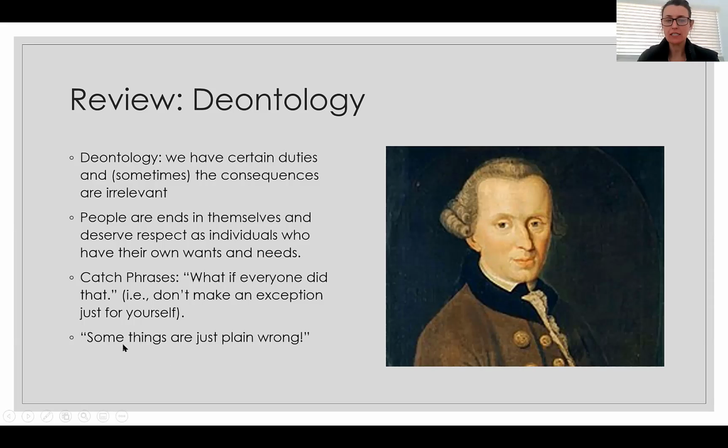Utilitarianism and consequentialism say the rightness of the act depends on the consequences, right? And no matter what you have to do to get that most optimistic balance of good to evil, that's what you ought to do. Kant says there are some things that are just plain wrong no matter what the consequences are. And that was featured in the beginning of your reading.